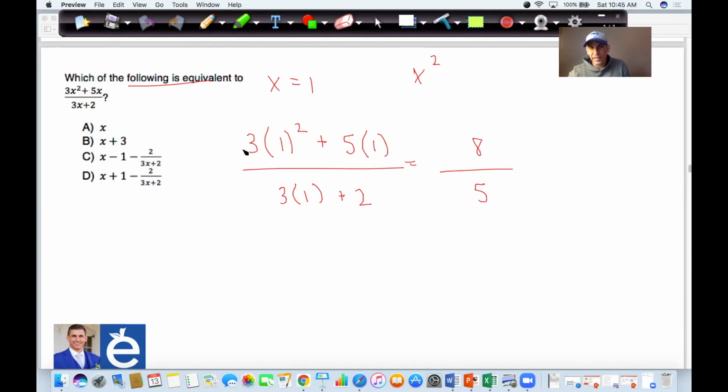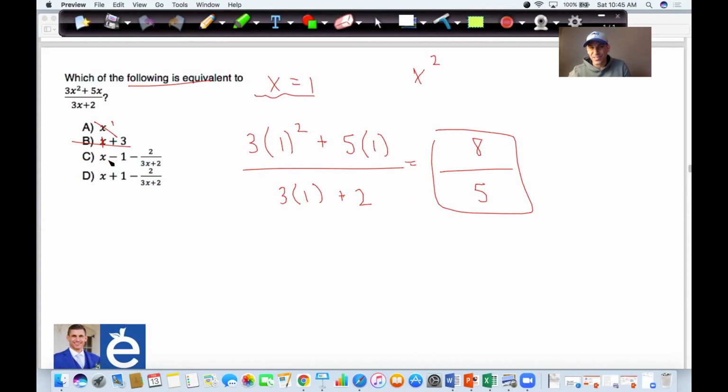So I should be getting 8 over 5 when I plug these answer choices in. I'm now going to take my 1, like as such, and I'm going to plug them in. I can immediately tell it's not this, right? Because this is not 8 over 5. I can immediately tell it's not 4, right? So immediately A and B are gone, right?